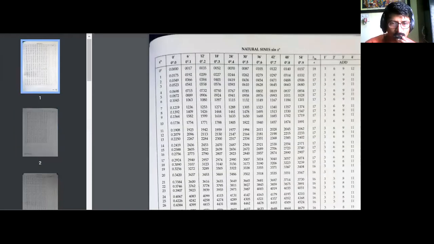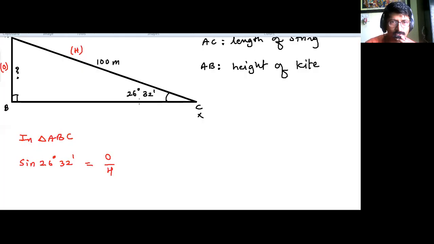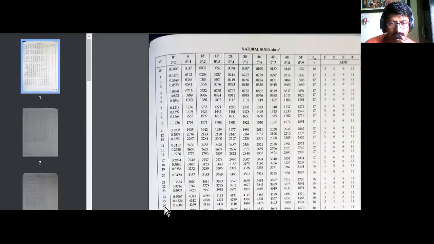Okay, now in the sine table, which angle are we supposed to find? 26 degrees and 32 minutes. So 26 degrees comes out over here. Now 32 we do not have directly, so we have 30 minutes and 2 minutes over here. The 2 is called the mean difference, that is 5 over here.